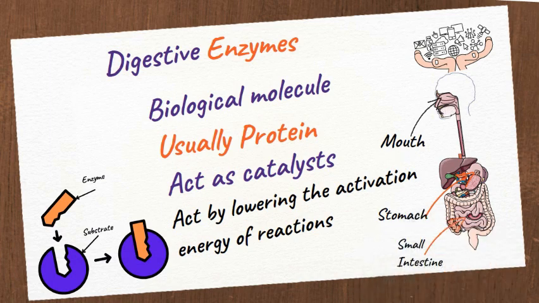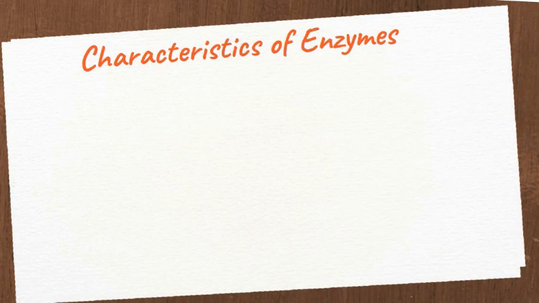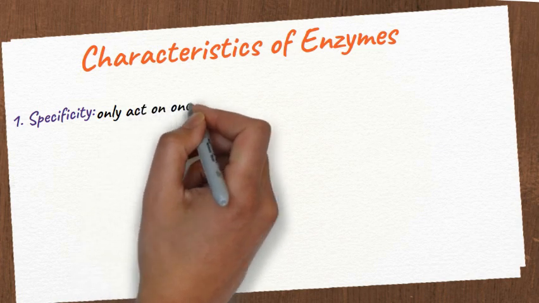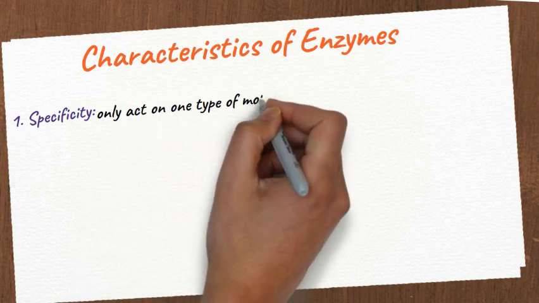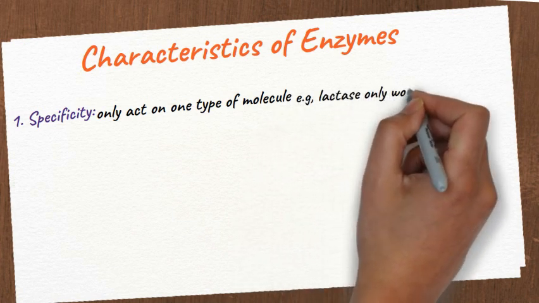So, enzymes have some unique characteristics. Let's take a look at some of them. Specificity. Enzymes are highly specific in nature. That means they only act on one type of molecule. For example, lactase only works on lactose.